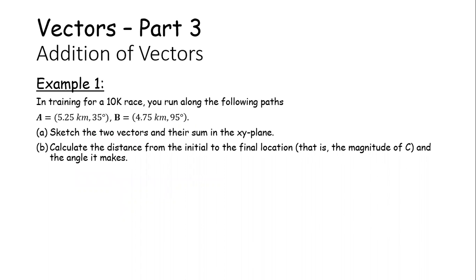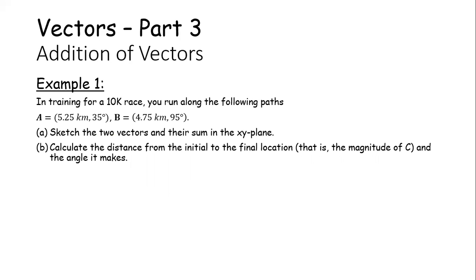I think we're ready for an example. So let's look at how we put all of this together. Let's say that in training for a 10K race, you run along the following paths. You run along A first, which is 5.25 kilometers at an angle of 35 degrees, and B, which is 4.75 kilometers at an angle of 95 degrees. Both vectors are in standard form, so the angles are taken to be with respect to the positive x-axis. And notice that the two lengths, when added, give you 10. So the sum of the magnitudes of A and B is 10 Ks because that's what you're training for.